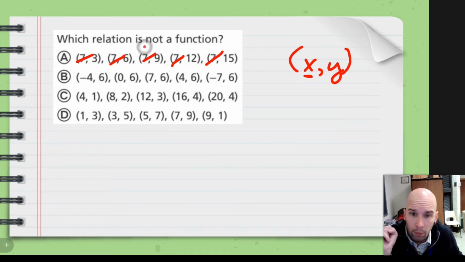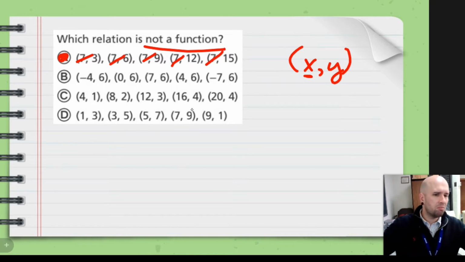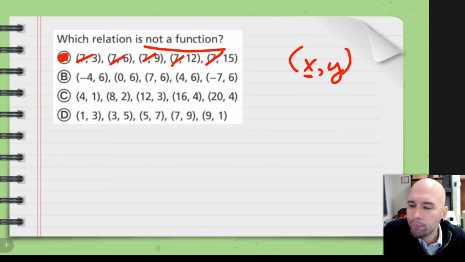And what am I looking for? Not a function. So it's A. Okay? You're used once, 4, 8, 12, 16, 20, 1, 3, 5, 7, 9. The answer is A. Done. Pretty easy.